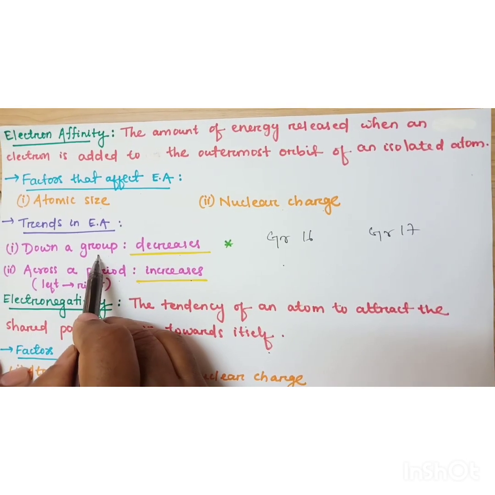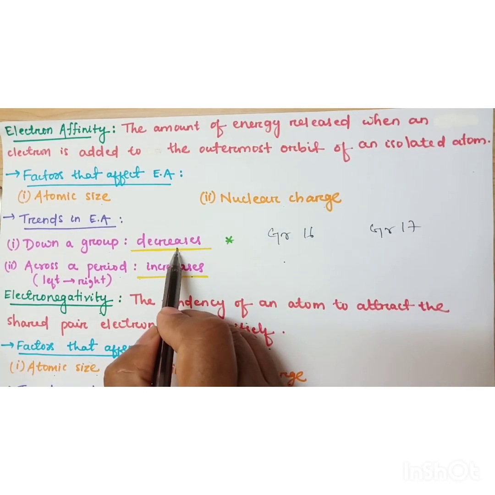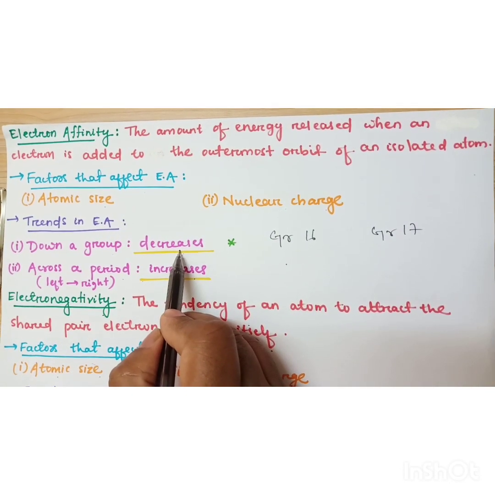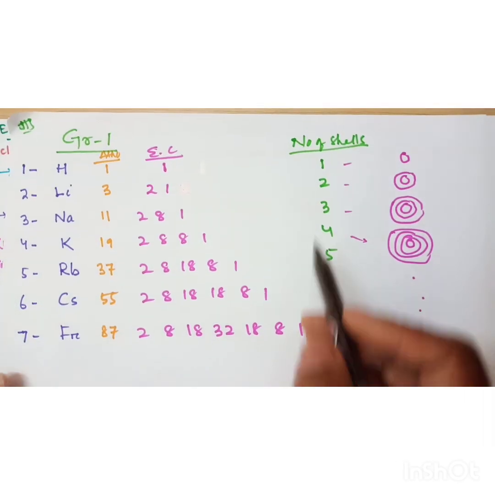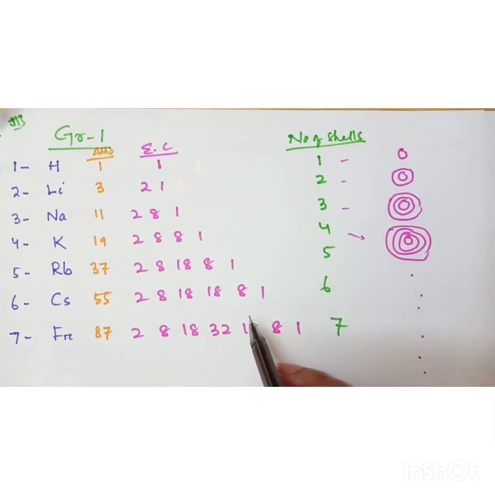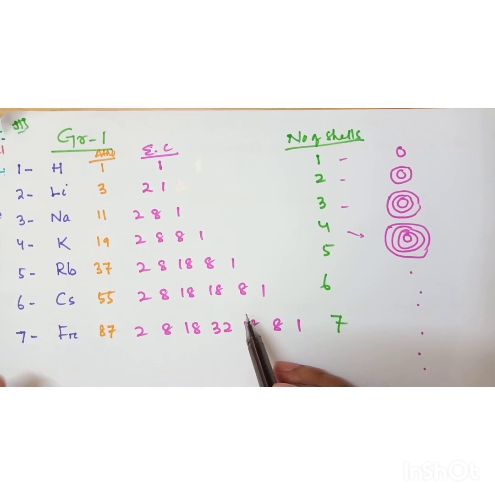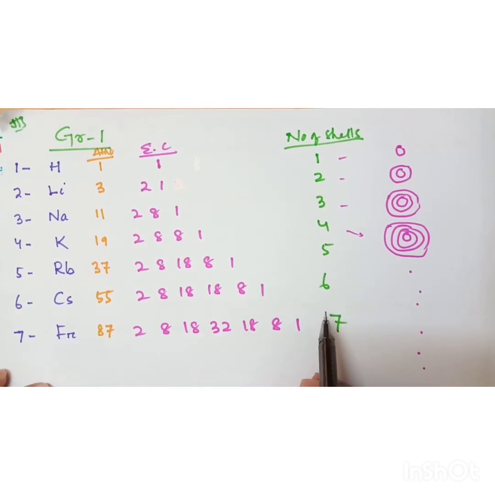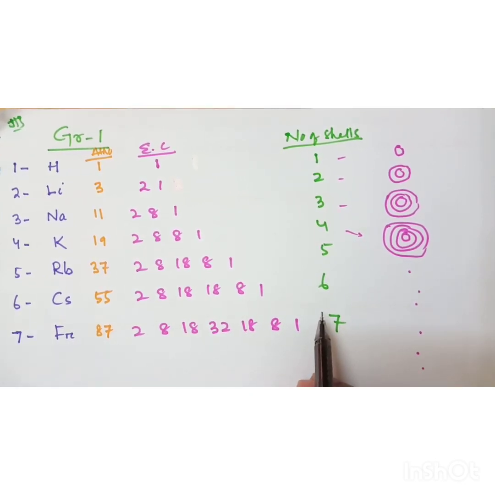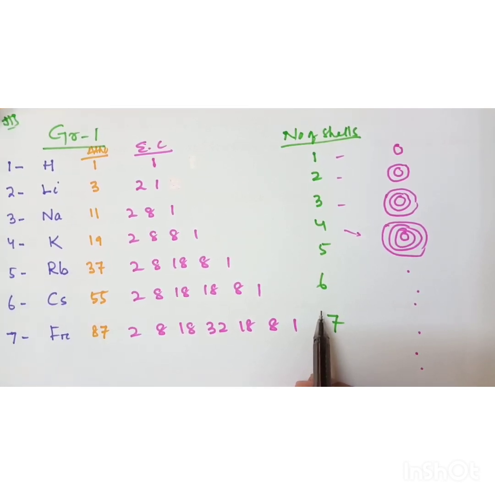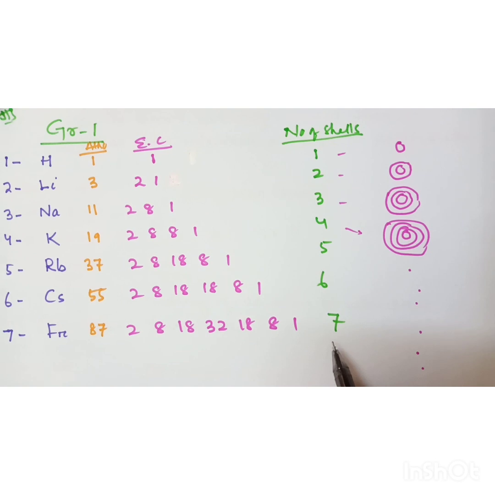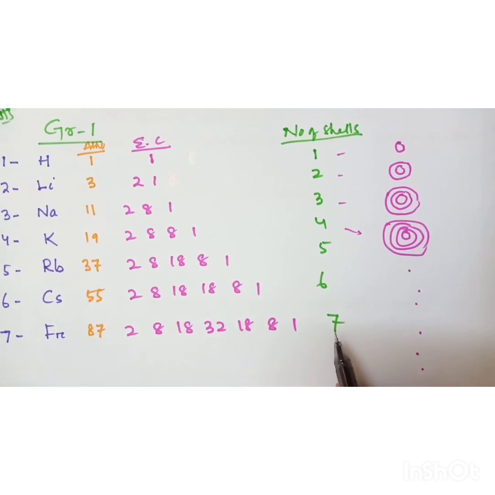Down a group, what happens? Electron affinity decreases. See the diagram. Down a group, atomic size increases. As atomic size increases, the electron affinity becomes smaller. Why? The effective attractive force between the nucleus and the valence electron is less. So the force becomes less. Therefore, electron affinity decreases.